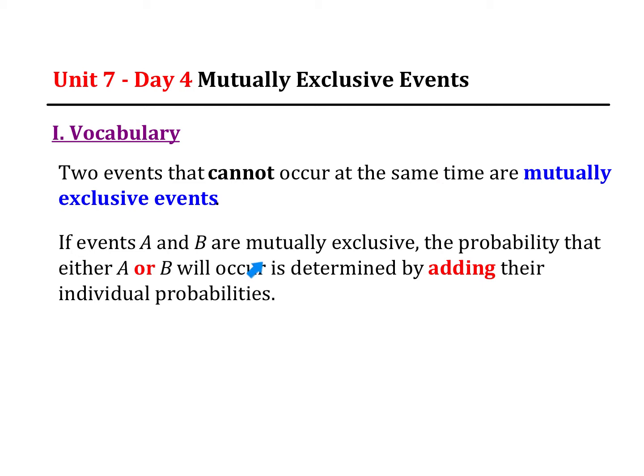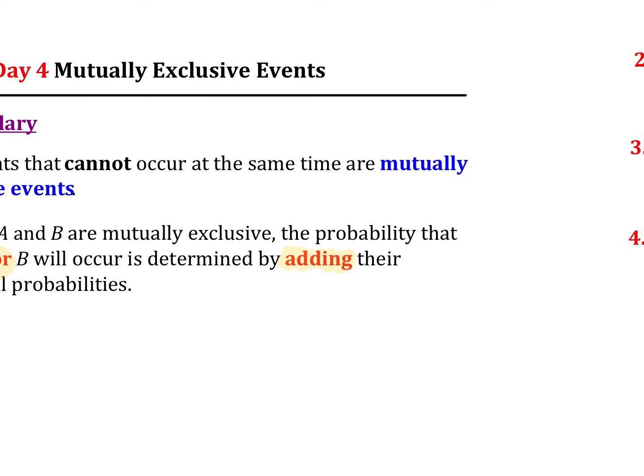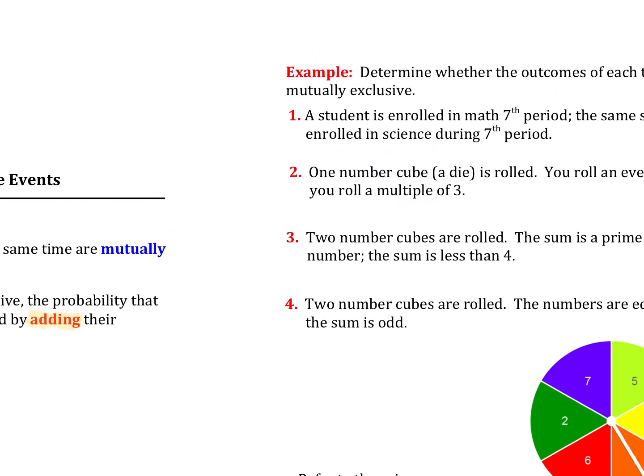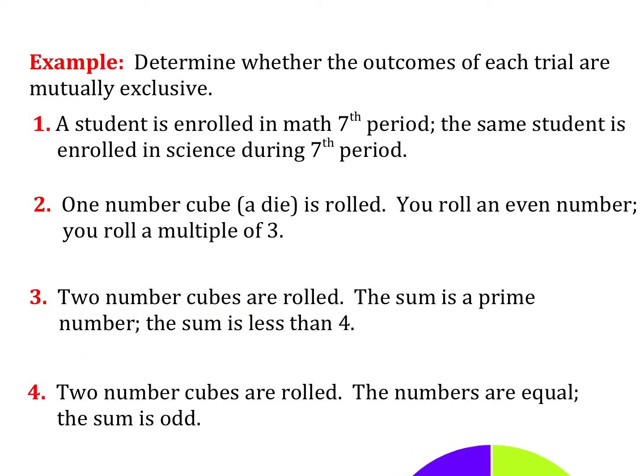If we have events that are mutually exclusive, to find the probability that one or the other occurs, we are going to be adding them. So anytime we see that word or, that's going to correlate to adding different probabilities. So anytime we see or, we're going to be adding. First, let's figure out examples of what mutually exclusive or not mutually exclusive might look like.